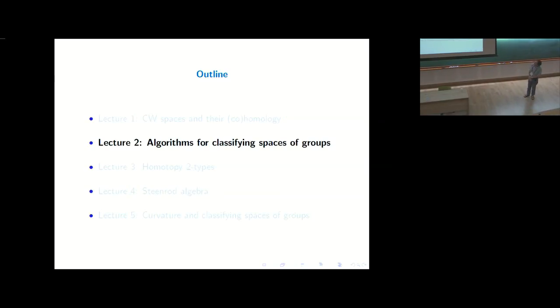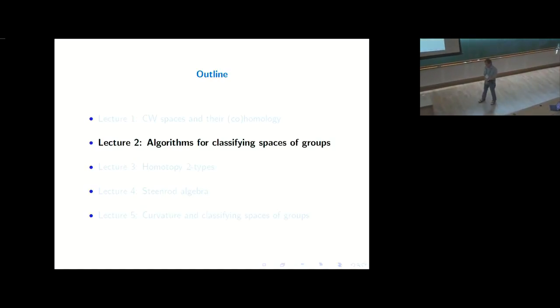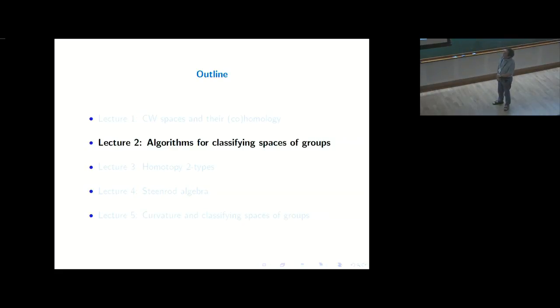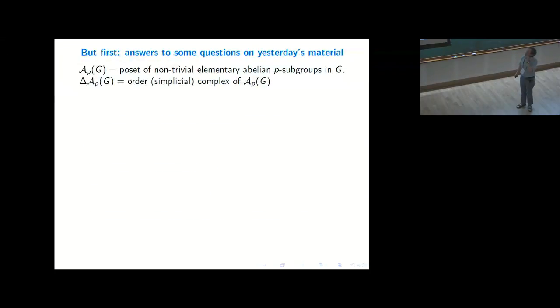So today I'm going to talk, yesterday I talked about spaces, cell structures on spaces, CW complexes, and how you can reduce the number of cells. Today I want to use that technology in building classifying spaces for groups. But before I do that, there were a couple of questions after yesterday's lecture that I didn't answer too well, so let me answer them now.